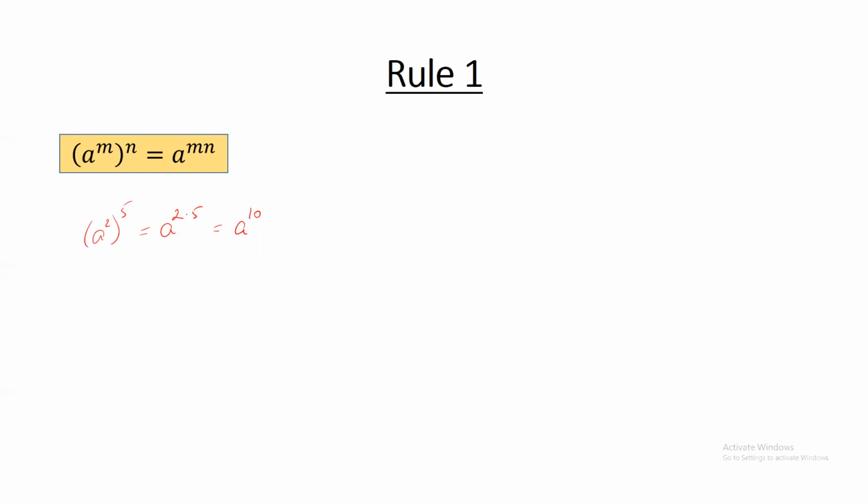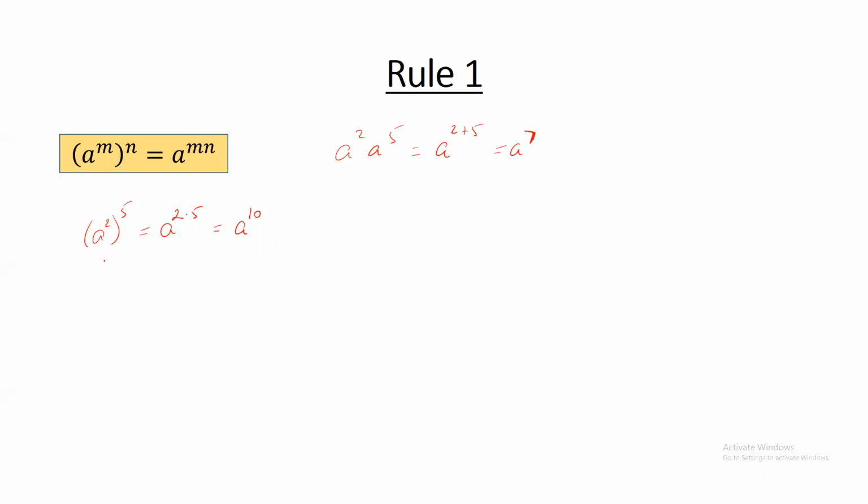This rule is very often confused by students with the rule that says that if you multiply a squared by a to the 5th, you have a to the power of 2 plus 5, which is a to the power of 7, right? Saying a squared times a to the 5th is not the same as saying a squared raised to the 5th power.